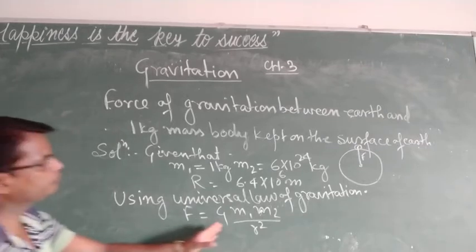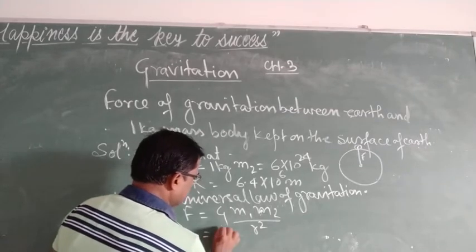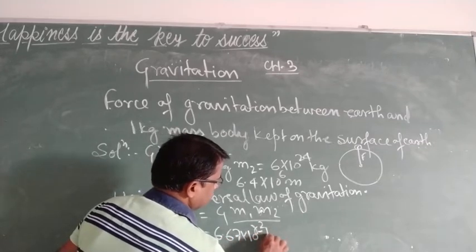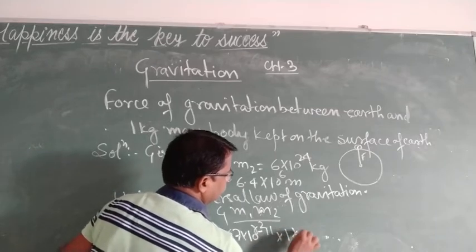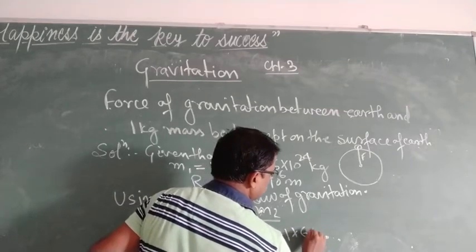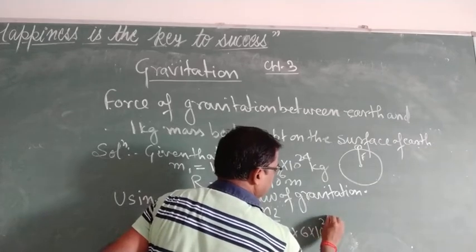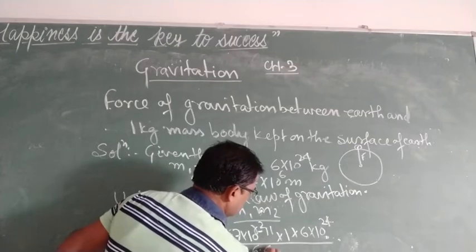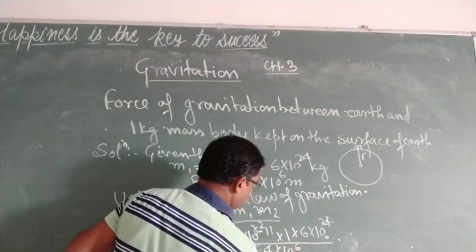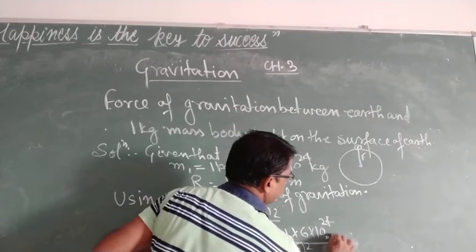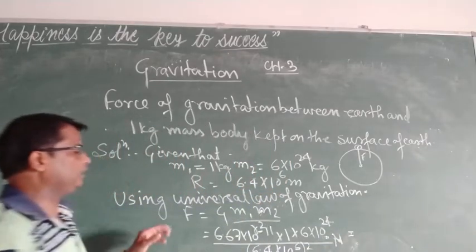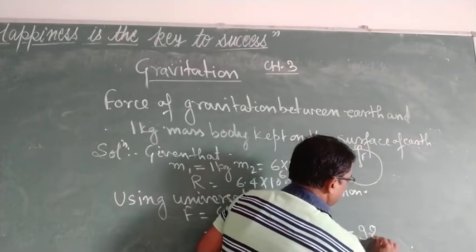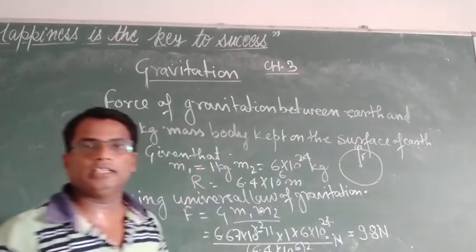Let me put our values here: 6.67 into 10 to the power minus 11 into m1, 1, into 6 into 10 to the power 24, upon 6.4 into 10 to the power 6 whole square, Newton. When you simplify, we get 9.8 Newton.